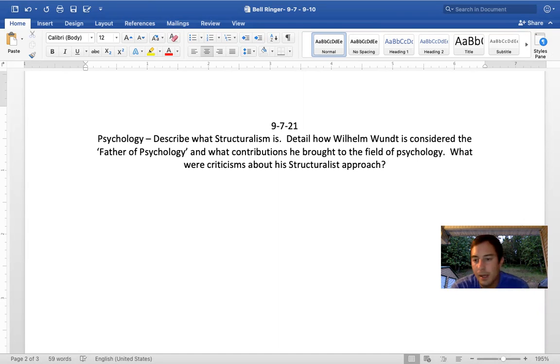So, structuralism is really just this idea, this approach where Wilhelm Wundt was trying to apply a structure and principles to psychology. So he wanted to maybe create like a periodic table that people can go to and analyze when understanding the basics of psychology, the basic understanding of what psychology is and how the mind really works. That's really what his whole goal was.